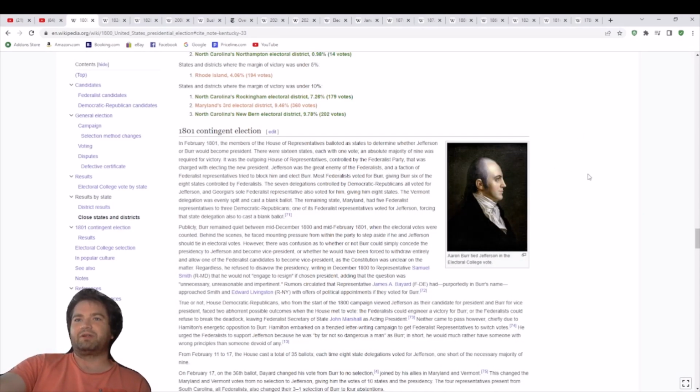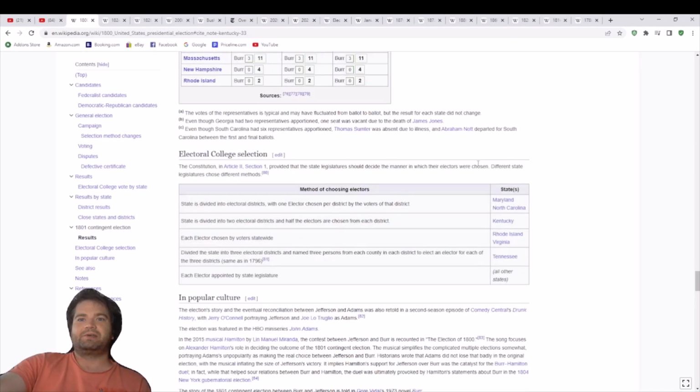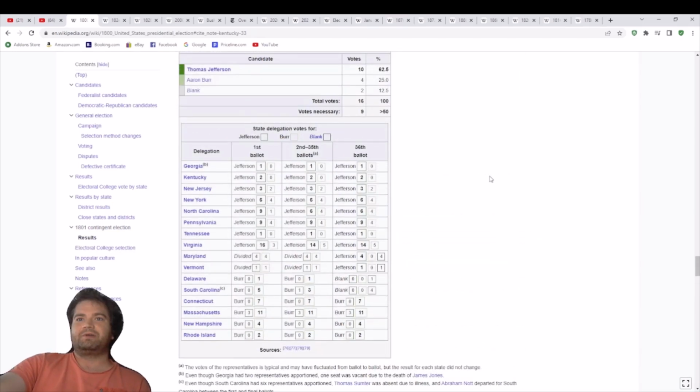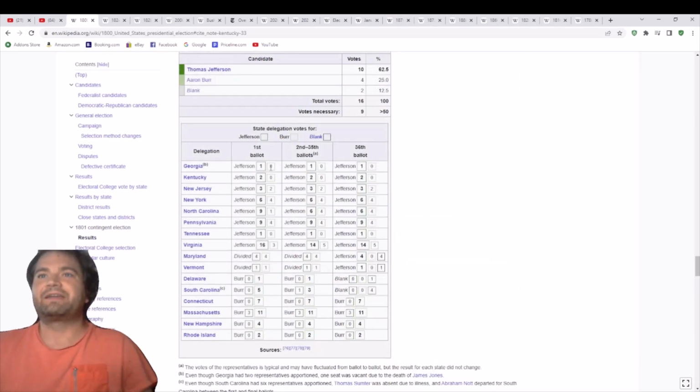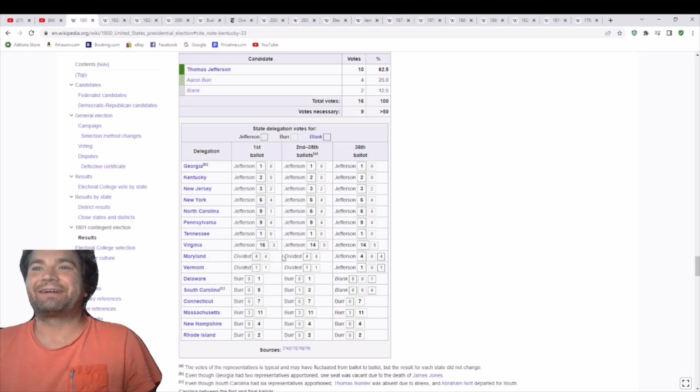There's Aaron Burr, always looking at him from the side. And here is the contention. Alright, and this is how it happened. These 2 states couldn't decide. This is not how I remember this happening.